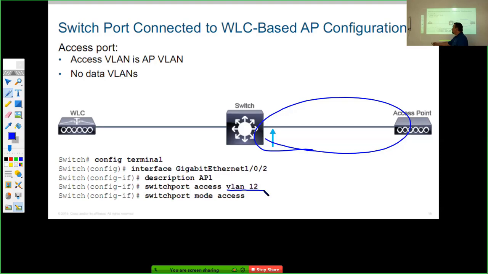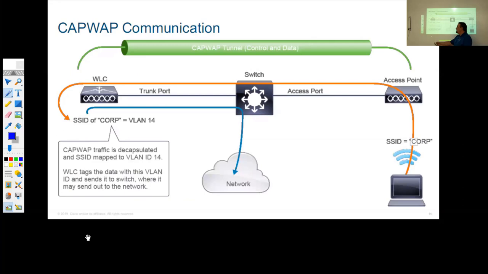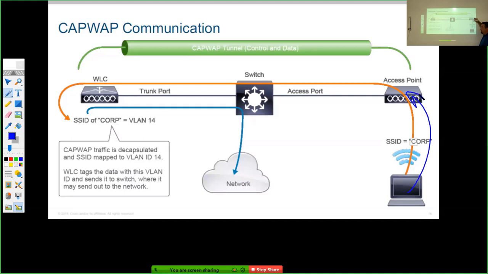And they show their communication. As my traffic comes inbound from these users, it comes in via an SSID and a radio frequency. In this case, they're connected to the SSID of CORP that we're utilizing. The access point sends that information via the CAPWAP tunnel. And I don't do a real great job of this, but this gets encapsulated in this CAPWAP tunnel and sent to the wireless LAN controller across that access point VLAN.